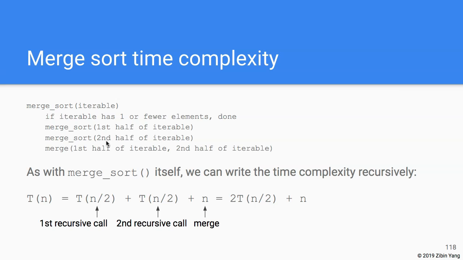And here is the pseudocode again. Now, because merge sort has two recursive calls, it's probably not immediately obvious what the time complexity is. So let's write out the time complexity recursively, like the pseudocode itself. T of n, the time of merge sort given an input size of n, is the time it takes to sort the first half of it, that's T of n divided by 2, right? And then plus T of n divided by 2, the time it takes to sort the second half, and then plus the time it takes to do the merge, which we already established is n. So T of n equals 2 times T of n divided by 2 plus n.